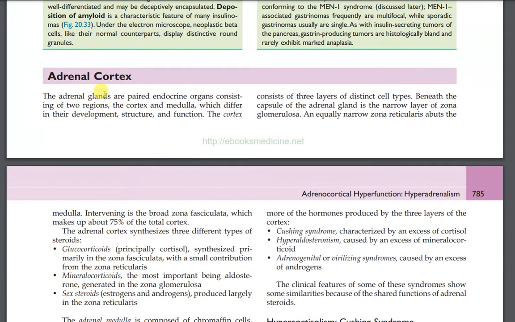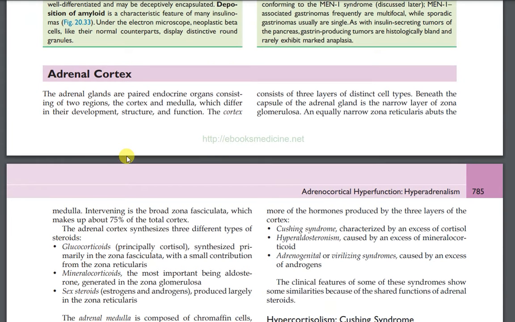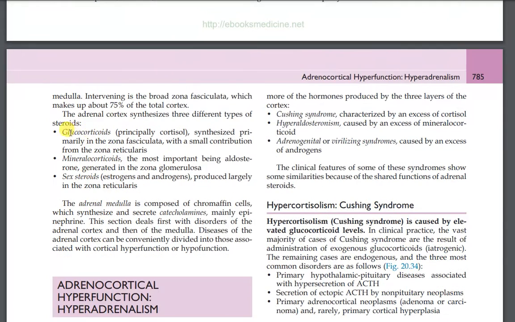Okay, that's it. So let's talk about the adrenal cortex. I will not spend too much time on it. The function of this we know: it's the formation of glucocorticoids, mineralocorticoids, and sex steroids. We discussed it in the previous lecture. Then the adrenal medulla produces catecholamines, like adrenaline and noradrenaline, or epinephrine and norepinephrine, which is absolutely similar.